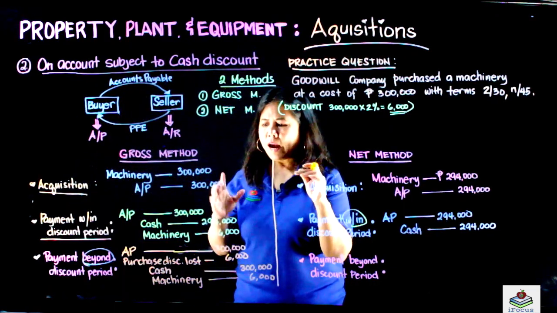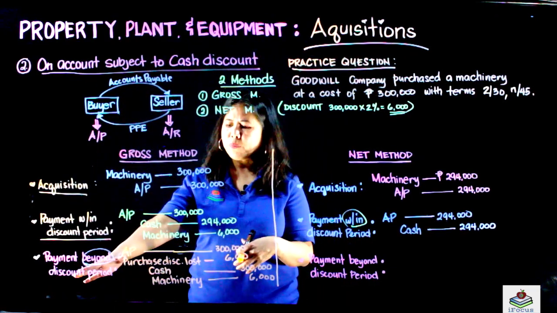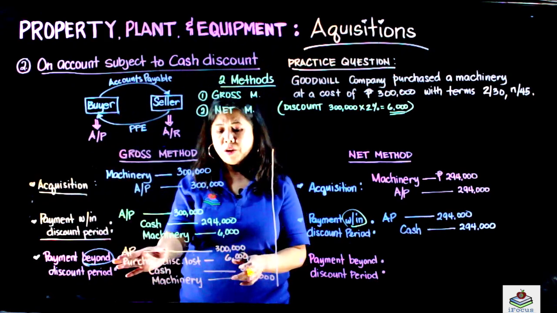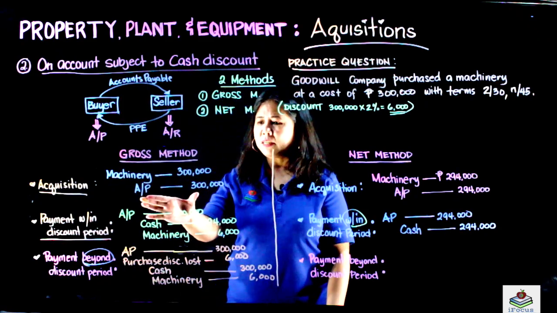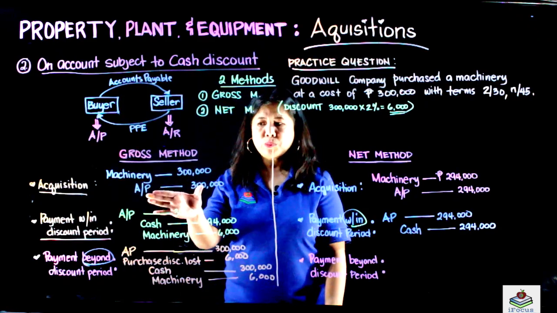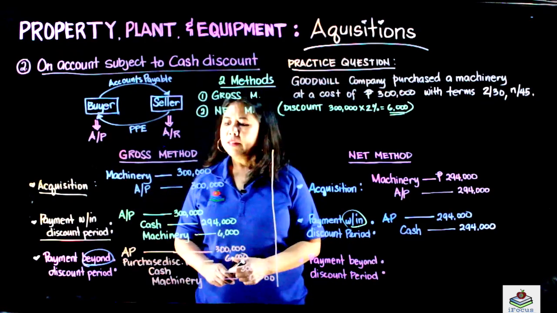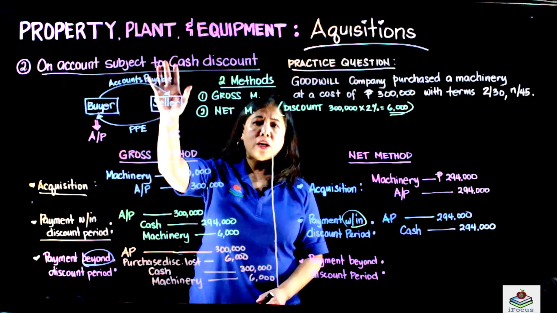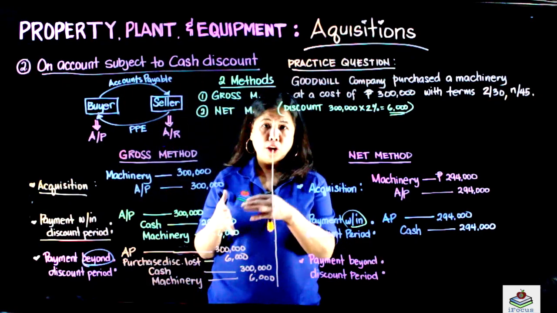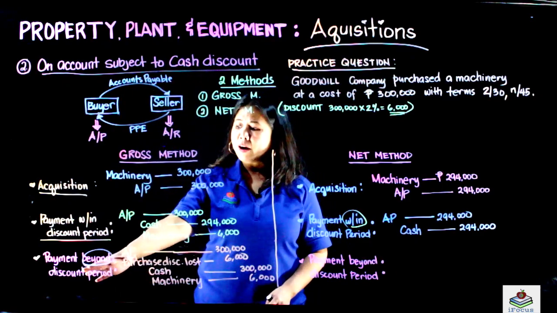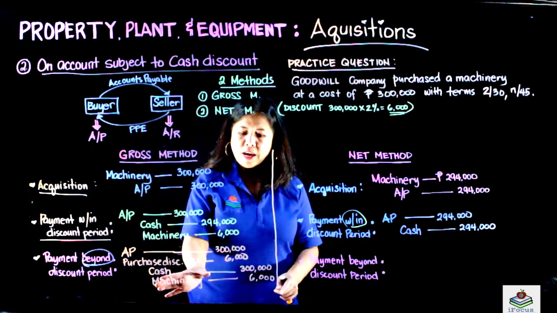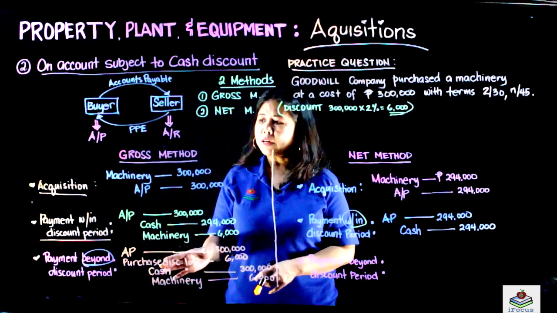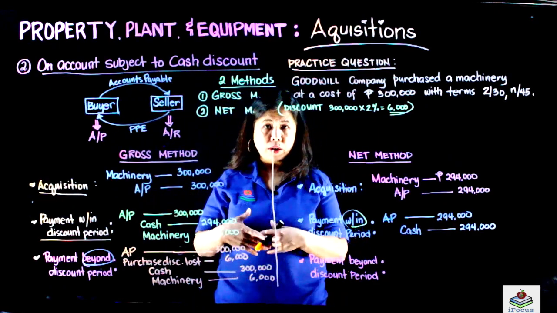Kapag ang company ay nagbayad beyond the discount period, our entry on the gross method is debit to accounts payable of 300,000. Aalisin na natin ang ating account na accounts payable dahil nagbayad na tayo. Then, debit to purchase discount loss na 6,000. Yun po ang ating cash discount na na-loss natin dahil nagbayad tayo beyond the discount period. Then, we credit the cash na 300,000 dahil babayaran niya yung buong utang niya na 300,000 na walang discount.